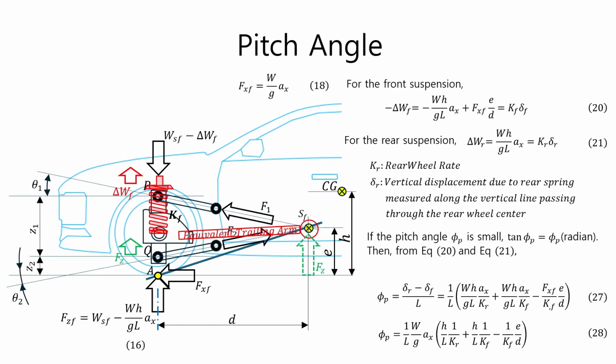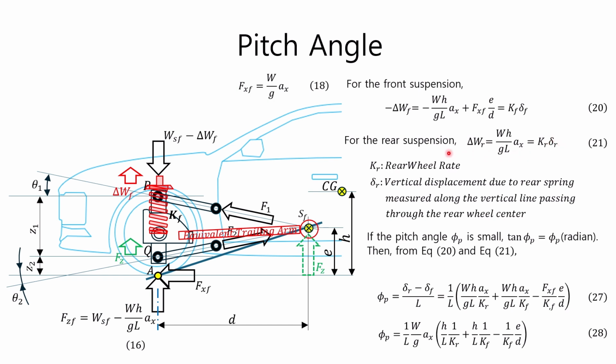Let's find the pitch angle when a vehicle with a front-wheel drive solid axle accelerates. By finding the displacements of the front and rear springs, we can find the pitch angle when the driving force is generated from the front-wheel drive solid axle. For the front suspension, the front vertical spring displacement measured along the vertical line passing through the front wheel center was previously found using equation 20.